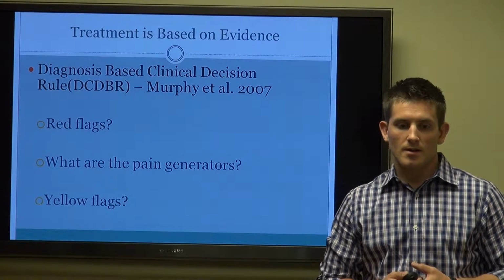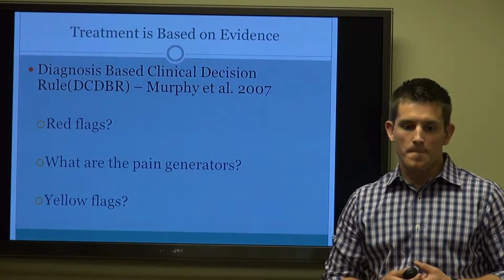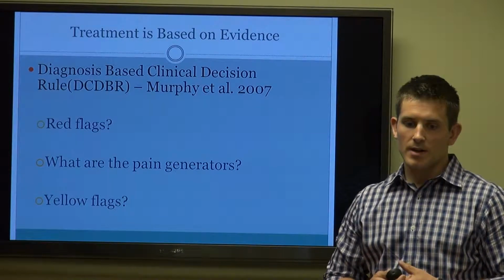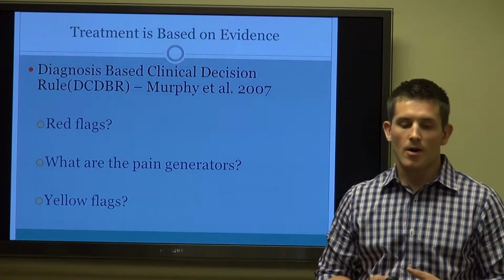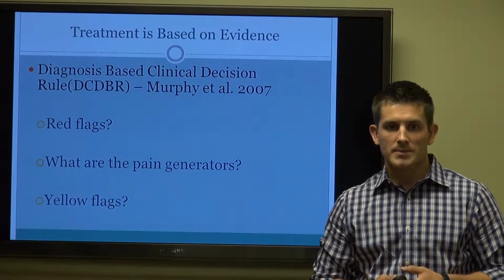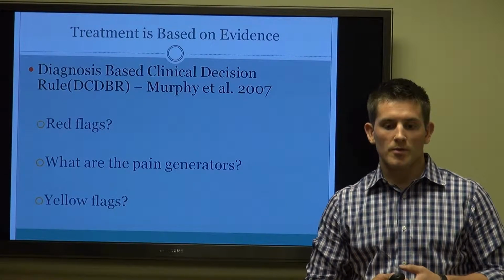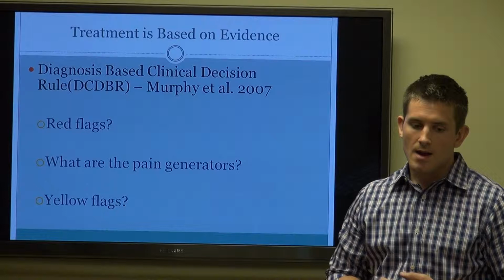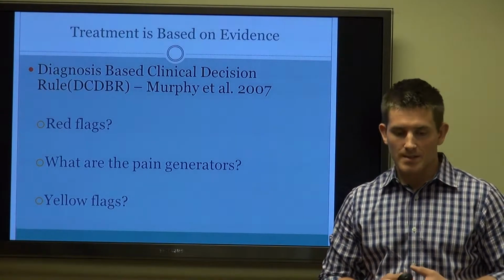So treatment is based on evidence. We use what's called the Diagnosis-Based Clinical Decision Rule, or the DBCDR. This was formulated by Dr. Donald Murphy of the Rhode Island Spine Center, along with a few others back in 2007. Basically, we start off by asking three simple questions.